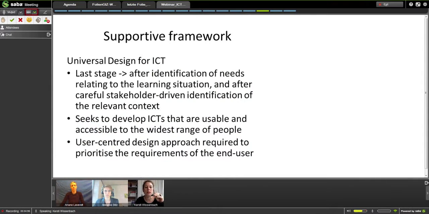And also here, to these two main levels, the policy and the actionable level, we do see as a supportive framework the Universal Design for ICT framework. So this is a specification to the Universal Education framework, and it is really meant to only come in at the very last moment. Once you look into the policy brief, you see in all detail the Universal Design for ICT approach really focuses on how to develop ICTs that are usable and accessible to the widest range of people.